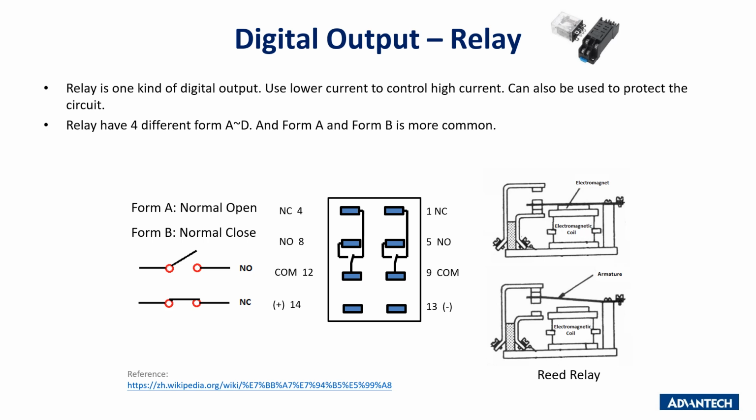As the picture shows, there are 4 different form types, A to D. Form A and Form B are more common. Form A is normally open. In a normal situation the circuit is open. And Form B is normally closed. Contrary to Form A, the normal circuit situation for Form B is closed.